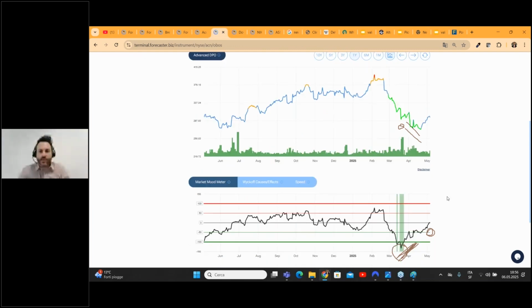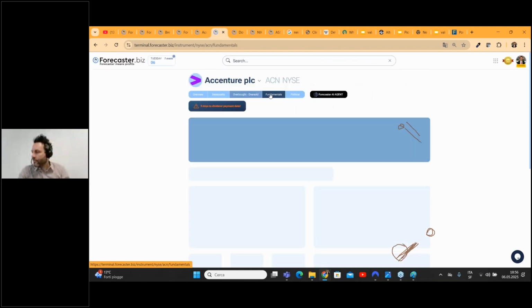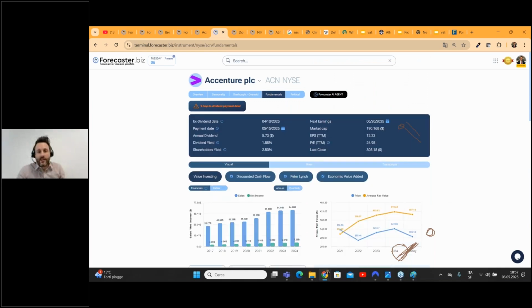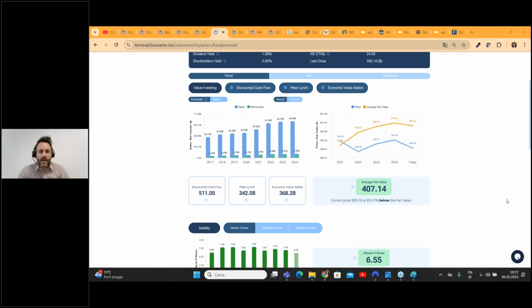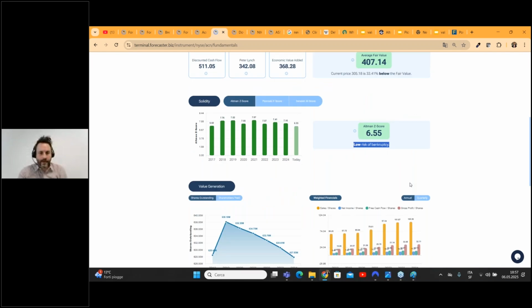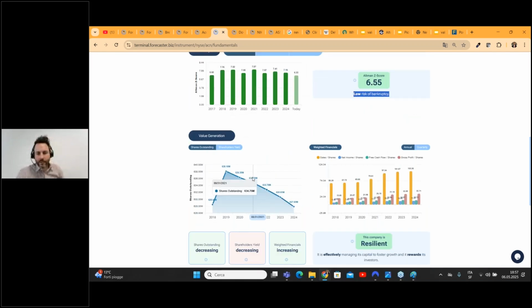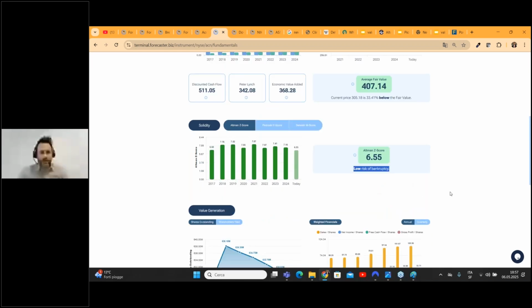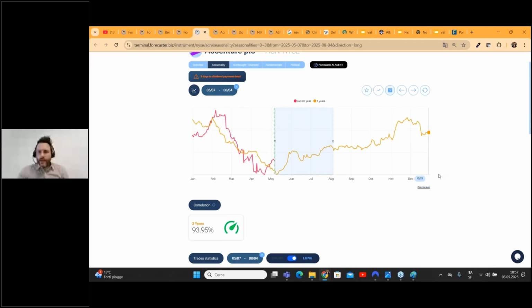Of course, we can go to see the fundamentals if we would like to be more confident with the analysis. And look, we find a company which is undervalued, which is growing, which has no risk of bankruptcy, which is doing a repurchasing program, a buyback program, which is nice. So we can be more confident in going long on this stock.